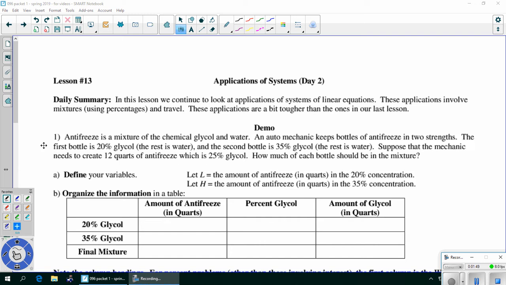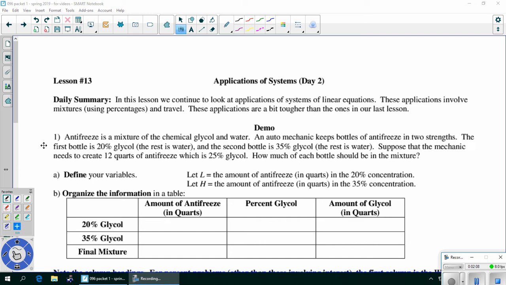Okay, let's start filling in. I've got a row for 20%, a row for 35%, and a row for final mixture. And then take a look at my column headings. I've got amount of antifreeze in quarts. Then I've got percent glycol. What percentage of the antifreeze is glycol? The rest is water. And then the amount of glycol is the last column, again, in quarts.